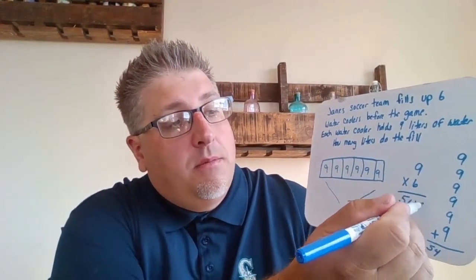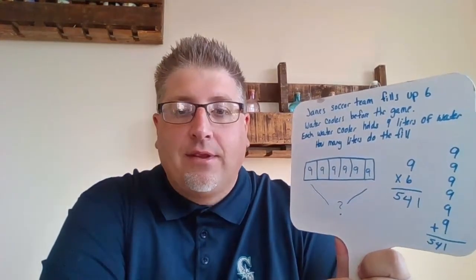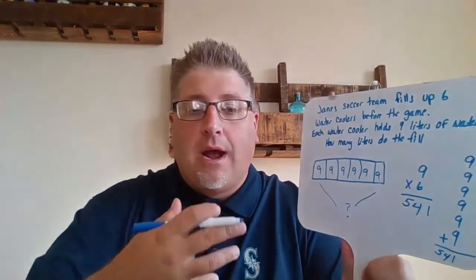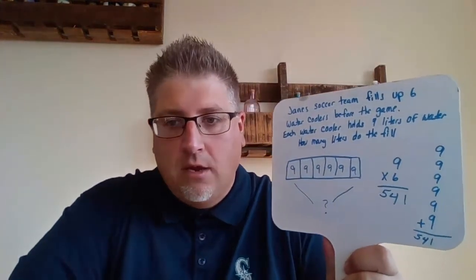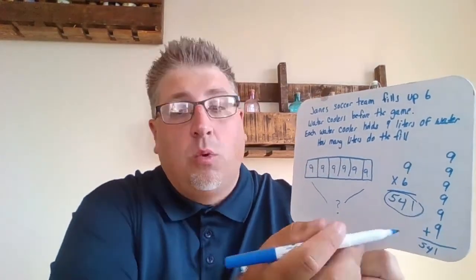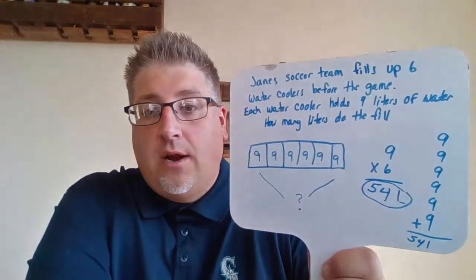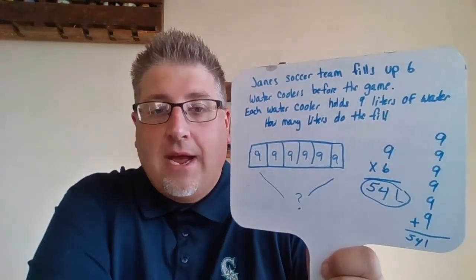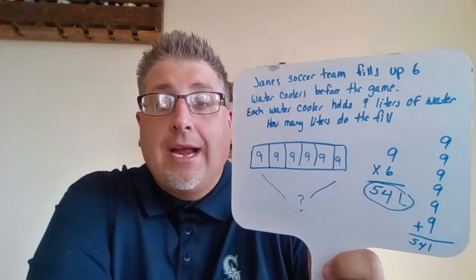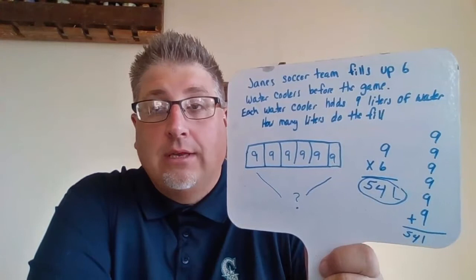I keep messing up because I need to put liters in there. I have to label. We talked about labeling your problems. Make sure you label them. So 54 liters is what our answer would be. I was able to use 2 operations there. If I wanted to, I could add, or I could multiply 9 times 6. But either way, my answer got me to 54 liters. So far, so good.